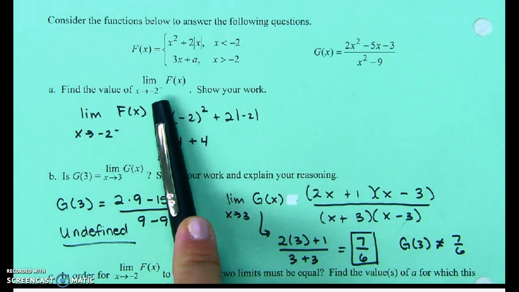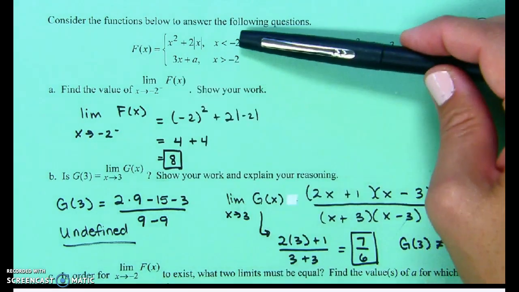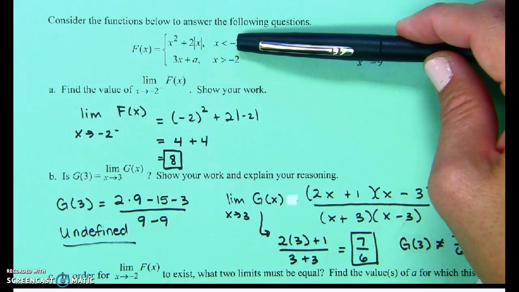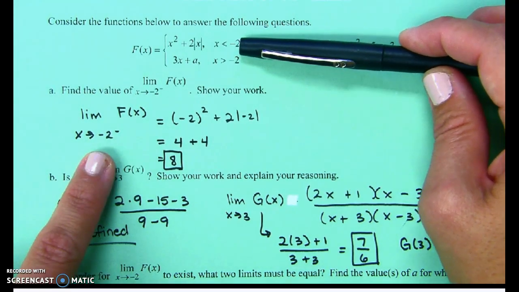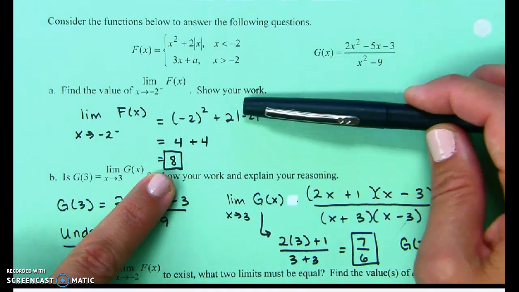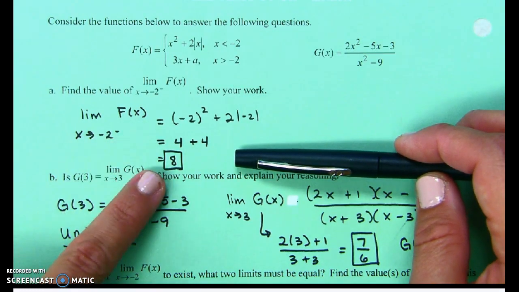This is the limit as you approach negative 2 from the left. So you should have used the top line here from the left. And you're just plugging in negative 2. And when you do that, you get 8. Show your work. I did. I found the limit. Check.